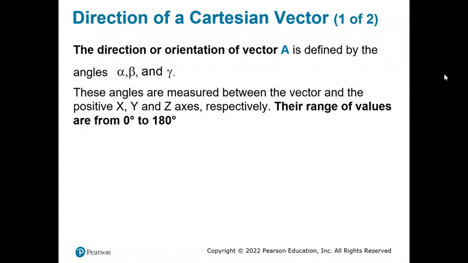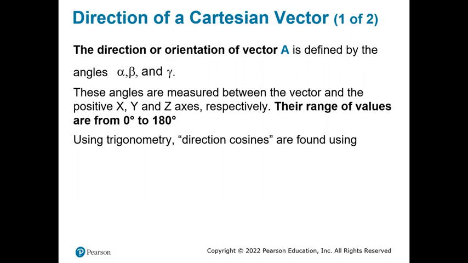The angles are measured between the vector and the positive x, y, and z-axis respectively. Their range is always 0 to 180 degrees. The direction cosines are found using cos alpha equals AX over A, cos beta, and cos gamma.